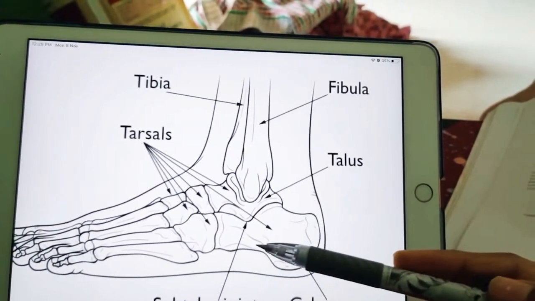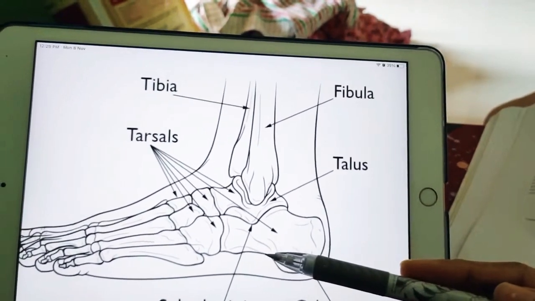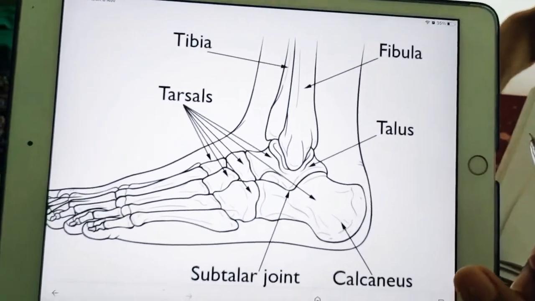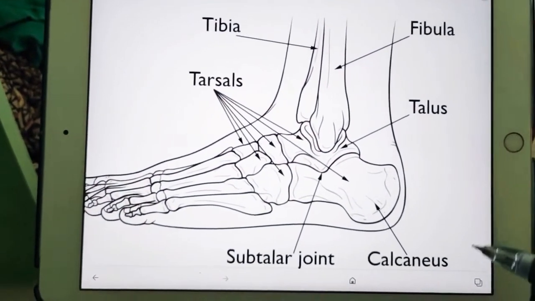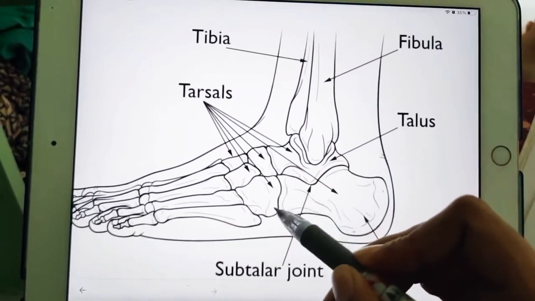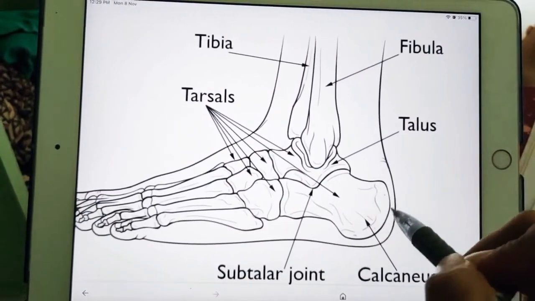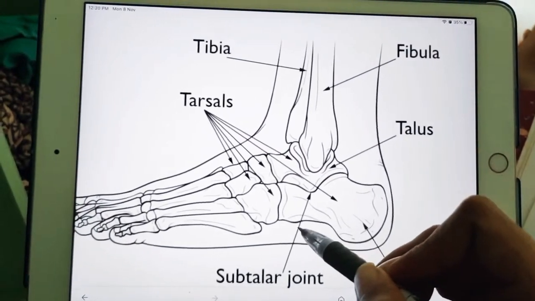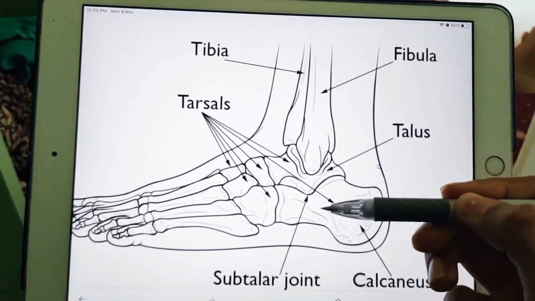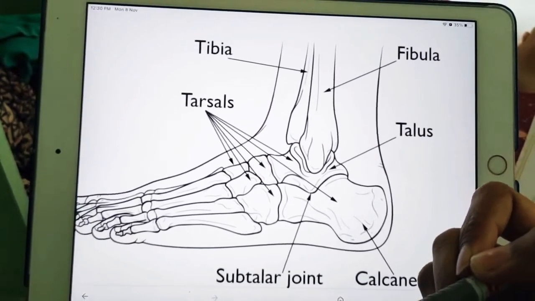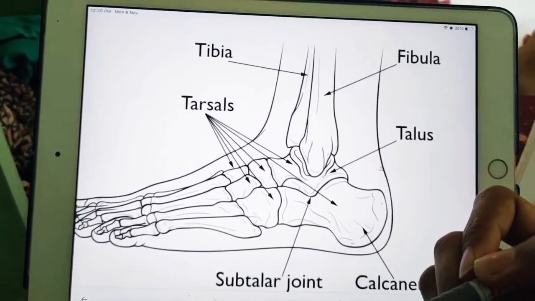So it is lateral most, and it's roughly cuboidal and has 6 surfaces. It's cuboidal in shape roughly, but it has a total of 6 surfaces. So let us find out what those are. For example, you can see here, this is the anterior surface, this is the posterior surface, this is the dorsal surface, this is the plantar surface, and this is the medial surface, and that opposite side will be the lateral surface. So like this, there are a total of 6 surfaces.